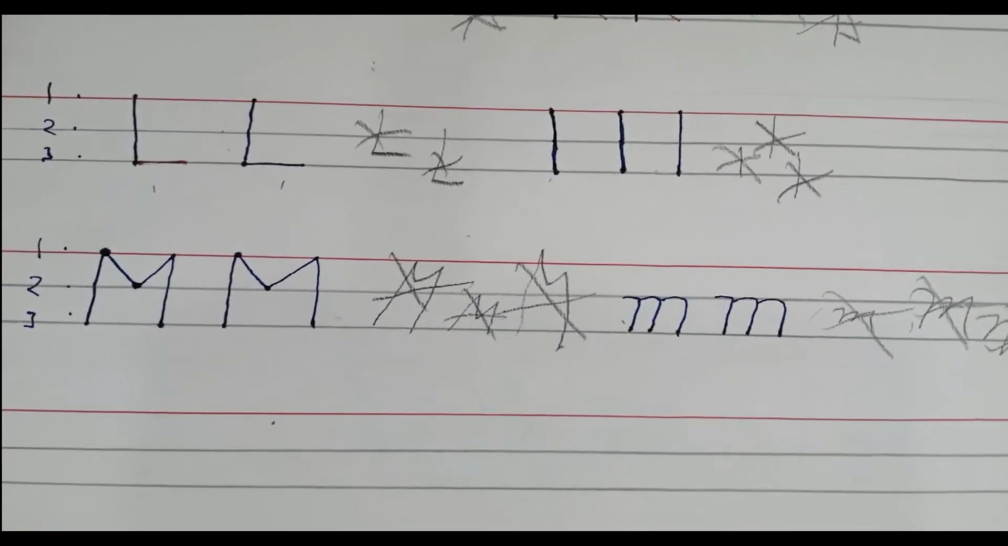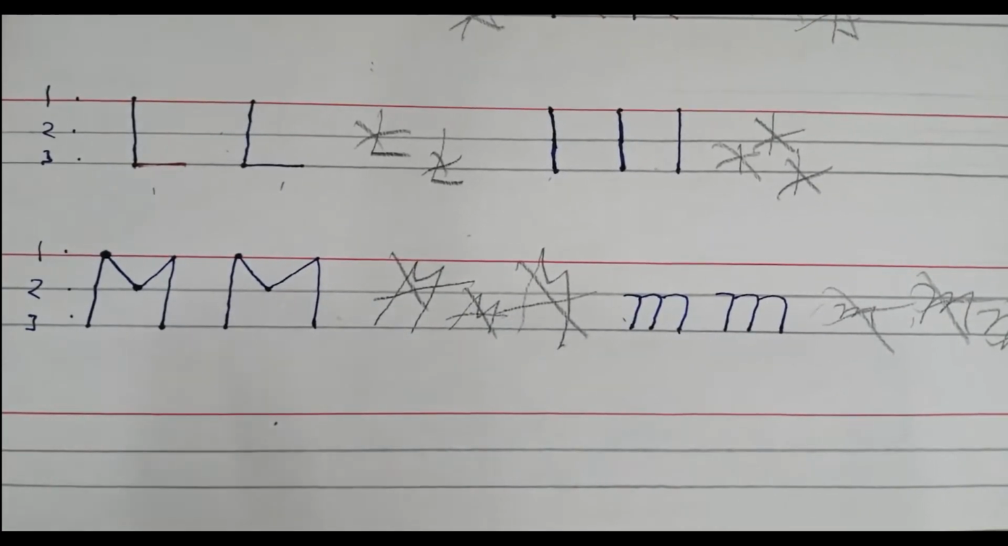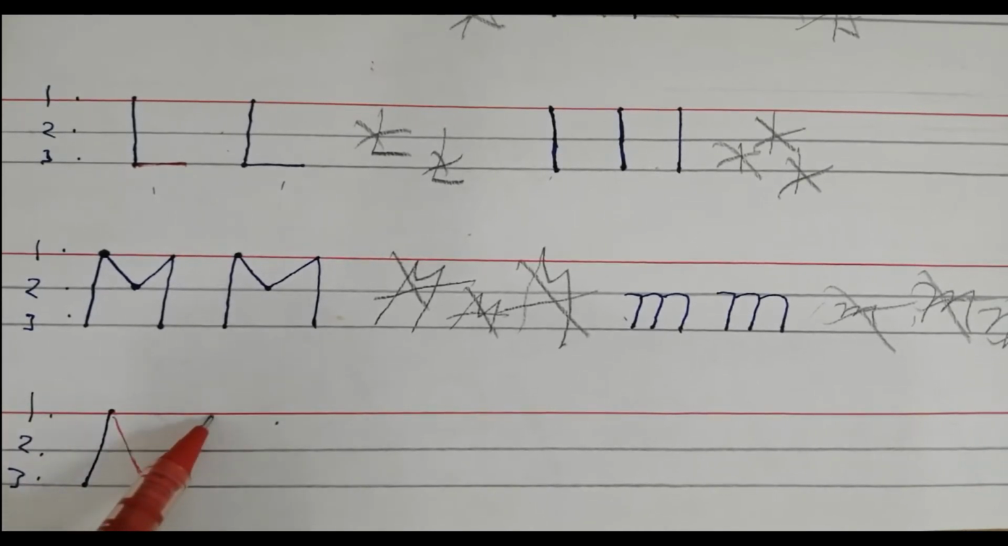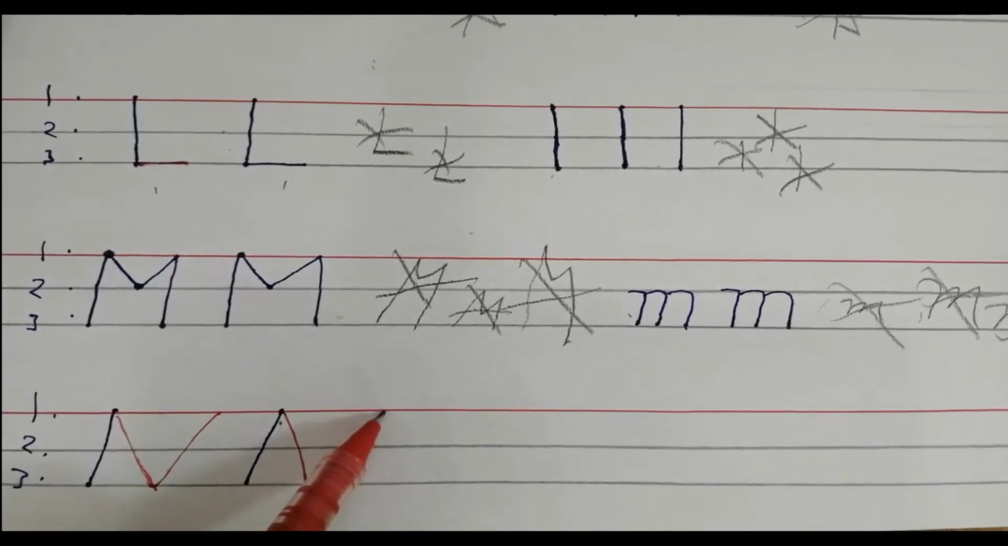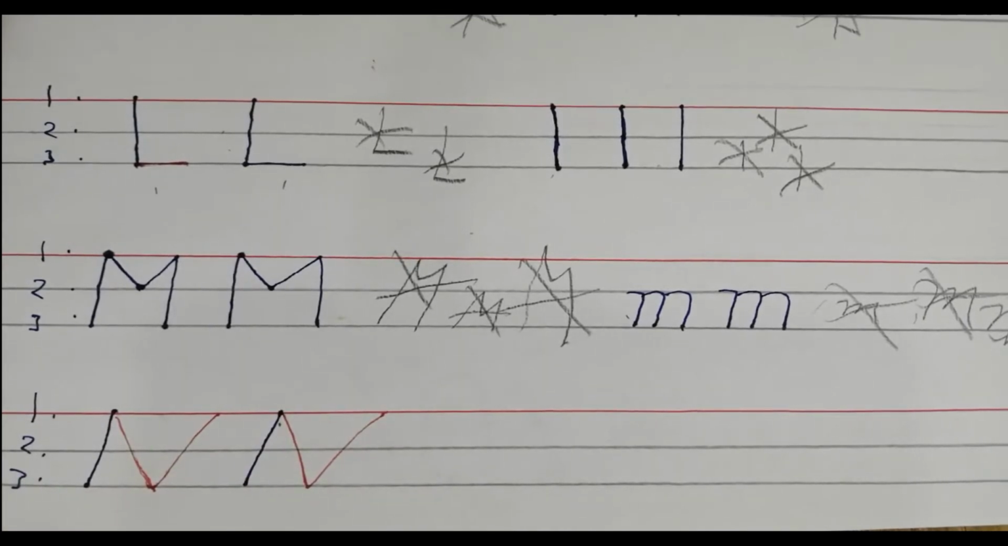Okay, we go now to N. How to write N? 1, 2, 3. Falling line from number 1 to number 3, and the falling line from number 1 to number 3, and up again to number 1. Okay, again, falling line from number 1 to number 3, and a falling line from number 1 to number 3, up again to number 3. This is it.